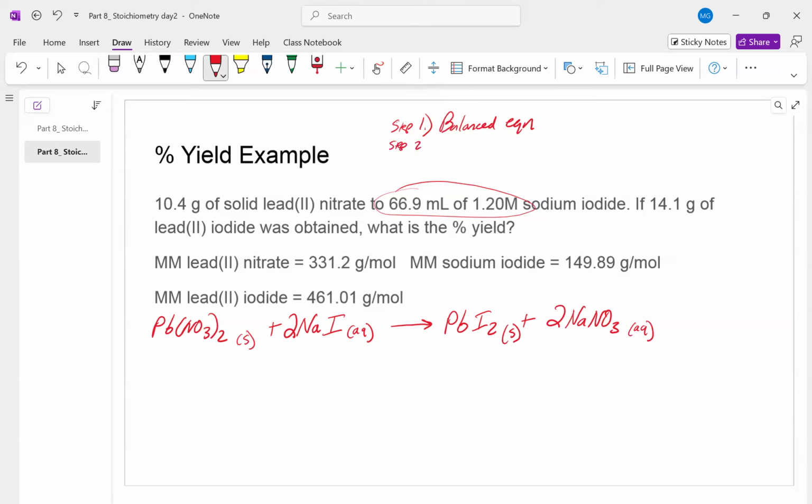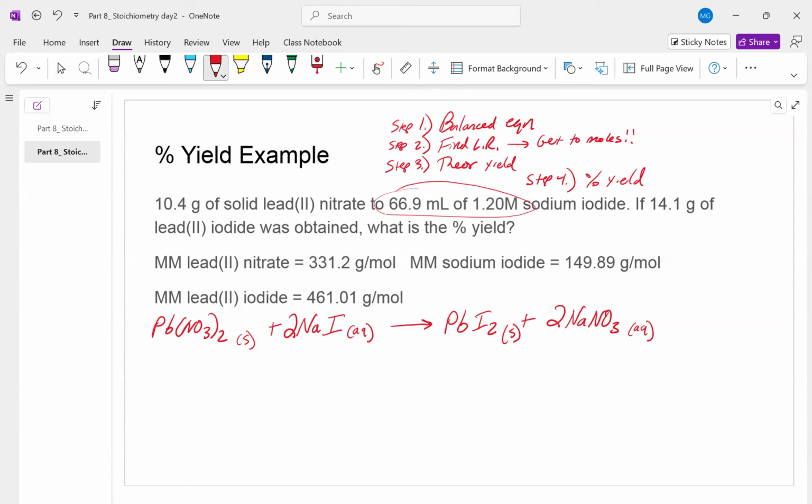Step 2, I need to find the limiting reactant. And in order to do that, use this age-old saying, get to moles. After that, I can figure out what my theoretical yield is going to be. And then finally, I can calculate my percent yield. All right, so let's get to moles for both of our reactants here.